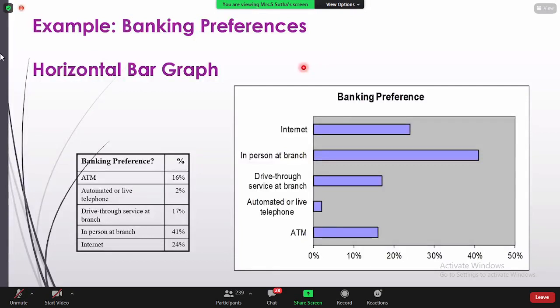16%. Now say that. I still explained that. What is 16? 16 is 16% of the customers preferred the ATM method. Banking customers are the respondents. They are the elements or entities of the study. What are the measurements for the banking preferences?